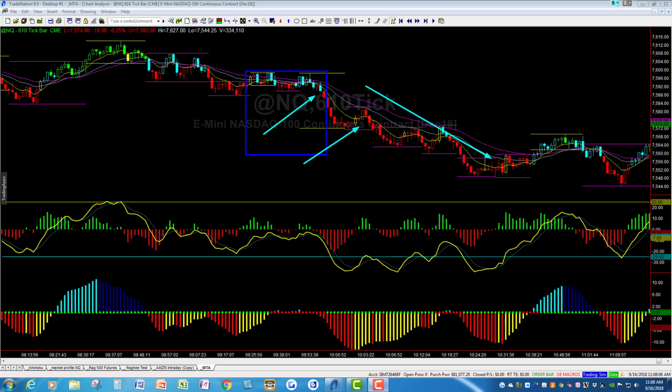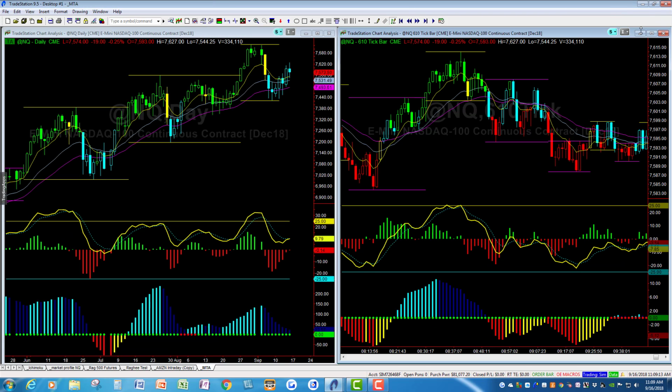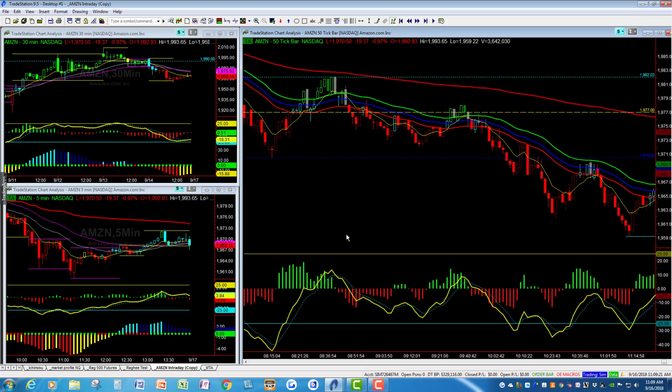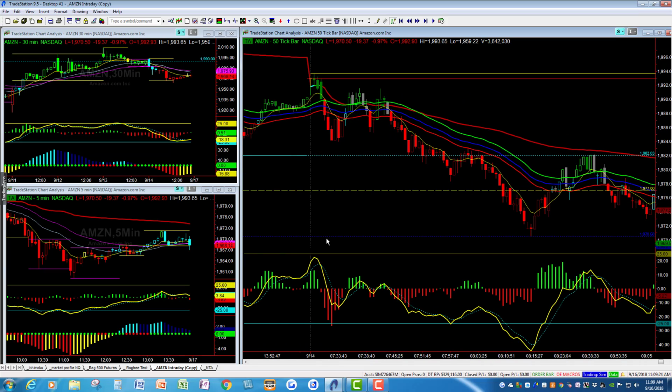Now let's look at how the overall market would affect Amazon. If we come back over here, you can see a number of different things. This line right here was the previous day's low. This line was the 8 EMA, and this blue line was the previous day's support. Upon that news, Amazon broke all three of our protective barriers and is pushing down.